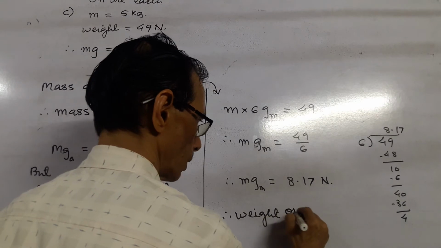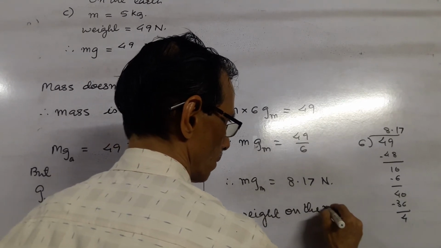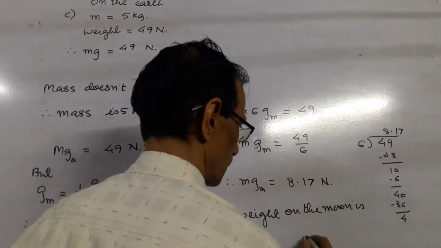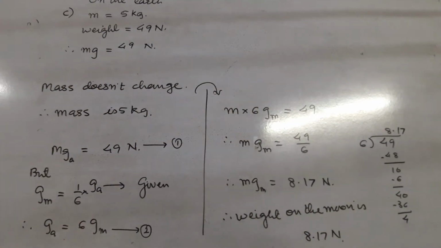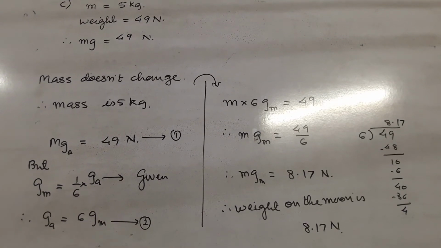And therefore the weight of that body on the moon is 8.17 Newton. See, the answer has come.